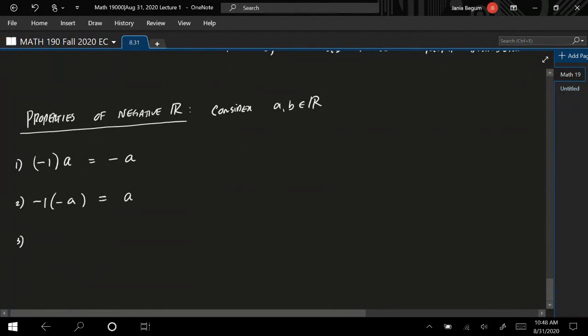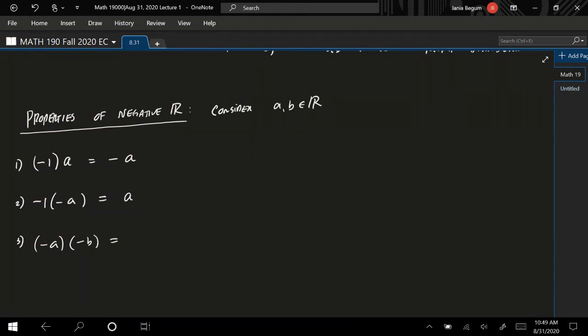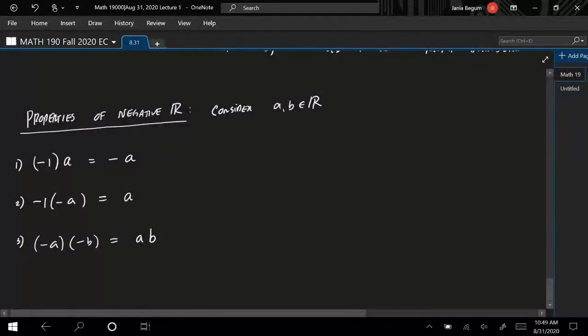And then the third property that I want to write down is if I have negative a times negative b. What's the result for this? Positive ab. A times positive b, ab. Absolutely. You guys got it. All right, moving on to the next one.